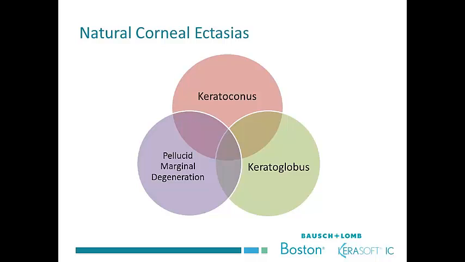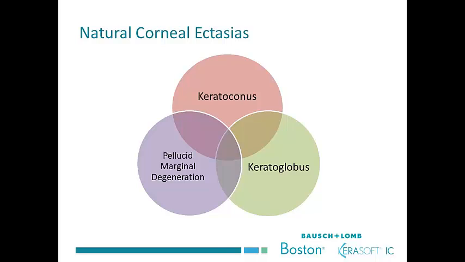Now, these may be described as distinct entities, but in my clinical experience, I often find these more of a spectrum, and they tend to overlap. So keratoconus itself is a condition where the onset is usually puberty, and it's a self-limiting condition, so it's progressive, but eventually stops to progress in most cases in the late 30s, 40s, or 50s.